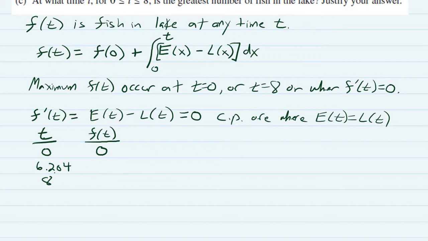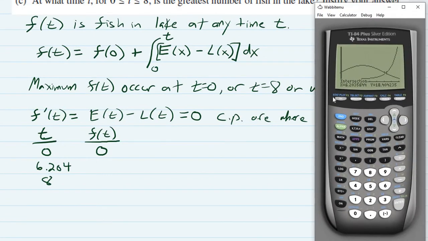This one here at 6.204, we can integrate the E of t minus L of t, so that's what we'll do on the TI-84. So I am going to go to Math 9. We'll do a Math 9, and we are going to integrate from 0 to 6.204.